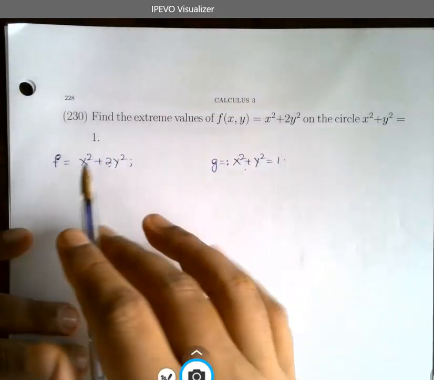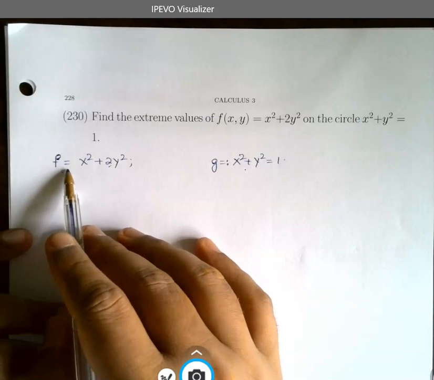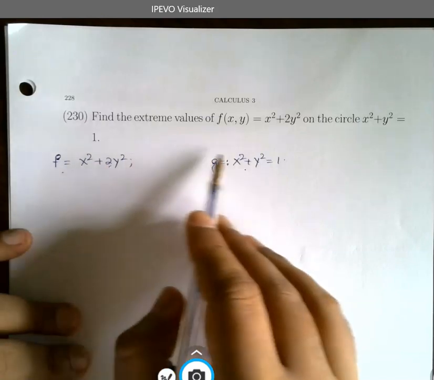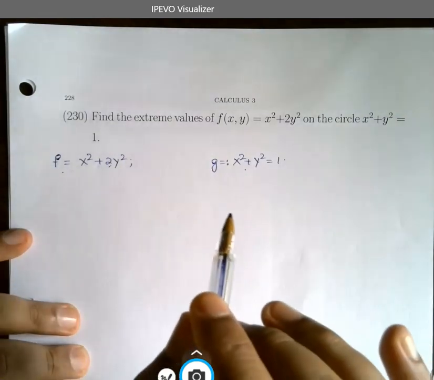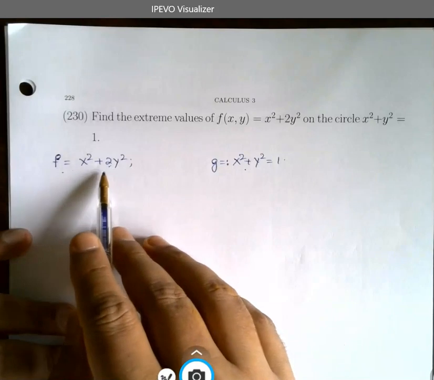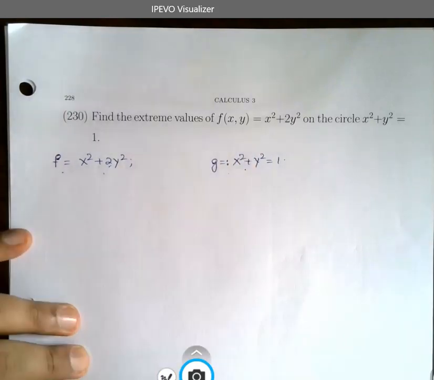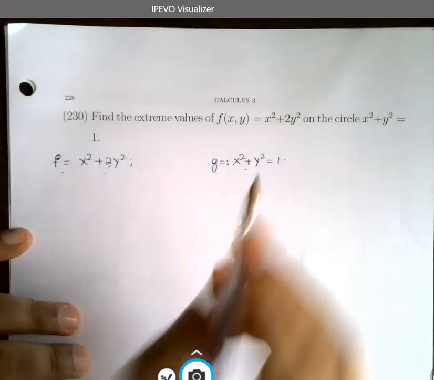If you graph it, I'm not able to graph it here and show it to you, but there will be some amount of graph on the circle, inside the circle and outside the circle. We want to find the maximum and minimum values of this function on the circle. We don't care about inside and outside the circle, but we are interested only in the maximum and the minimum values of the function on the circle.